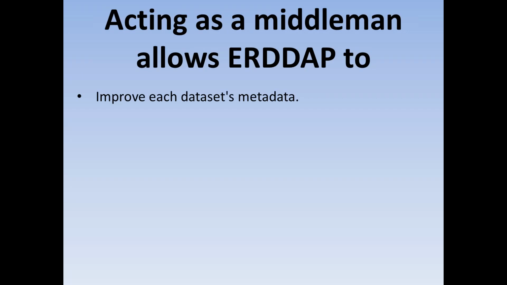Acting as a middleman allows ERDDAP to improve each dataset's metadata. So when you set up the dataset in ERDDAP, you can add to or modify the existing source attributes so that you can more completely describe the dataset. Once all of that metadata has been added, ERDDAP has the information it needs to generate ISO 19115 metadata. So this is a lot like NC ISO in threads. It can generate the desired ISO XML file.